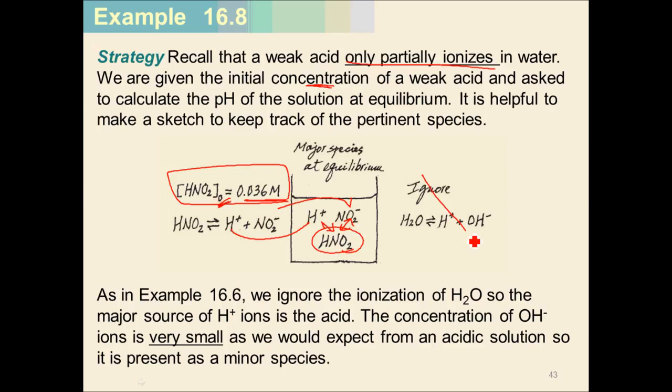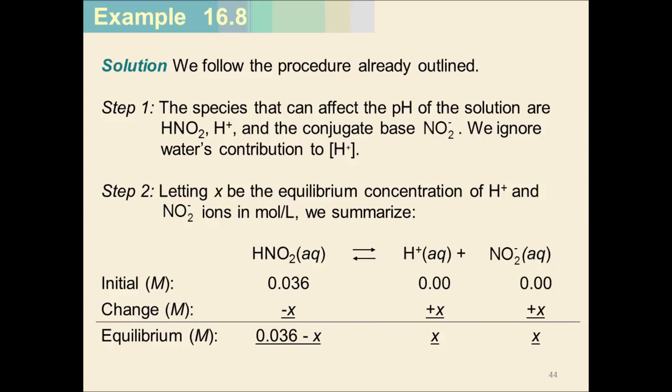And remember to ignore water's autoionization because it is not a major source. So the only source of hydrogen ions is the acid. The concentration, again, of the OH minus is 1 times 10 to the minus 7th if you're at room temp. So again, you can consider it a minor species.